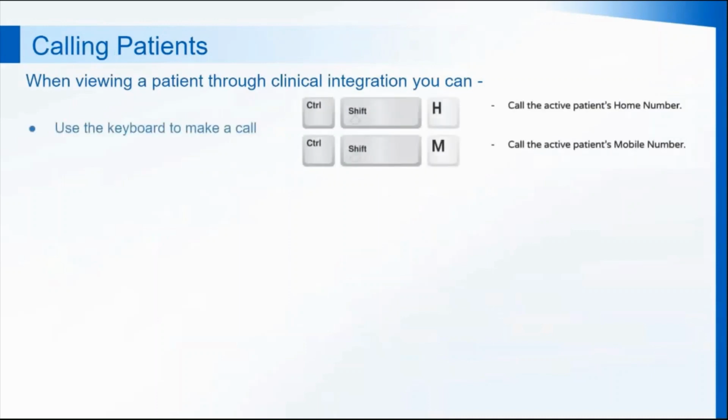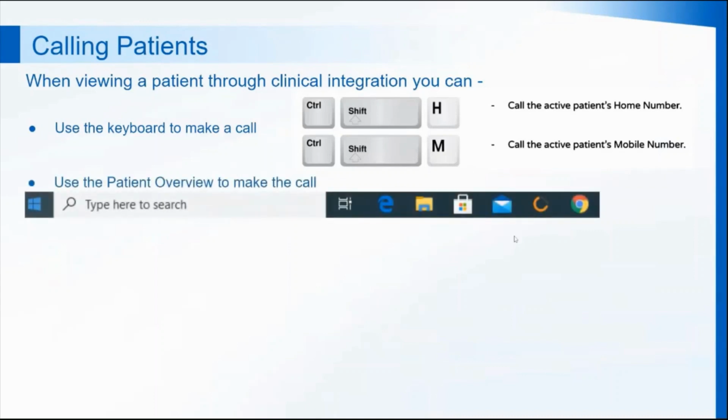When calling patients, if you're in the practice with the integration software running in the background, you can call a patient directly from the clinical record. With the patient active on the screen in front of you, you can use your keyboard to make the call by pressing Ctrl, Shift and H to dial their home number, or Ctrl, Shift and M to dial the patient's mobile number. This works like click to call, so we'll call your desk phone. When you answer your desk phone, it will then connect you to the patient's number on whichever number you've requested.